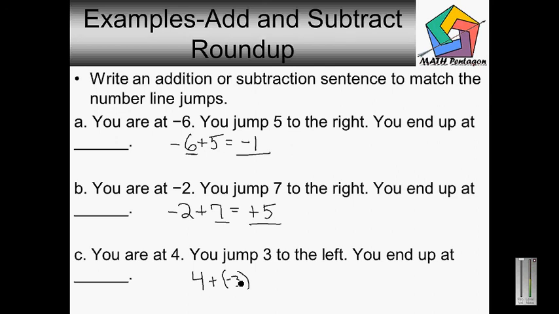So we're jumping 3 to the left. So we have 4 plus -3. Which number here is larger? The 4 is. So our answer is going to be positive. We find the difference between 4 and 3, which is 1. So our answer is positive 1. So the answer to this is positive 1.